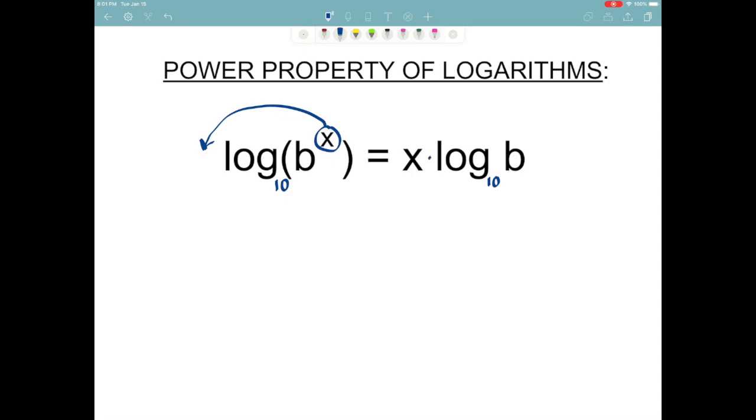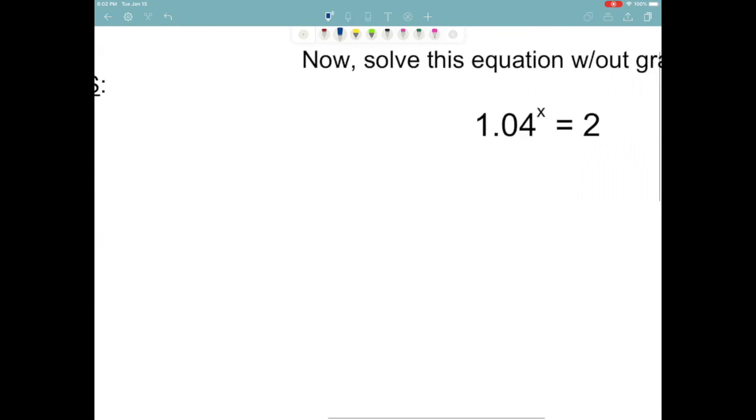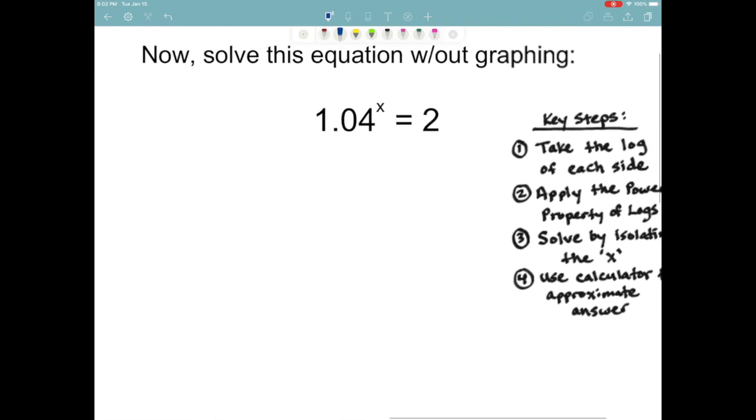If you wanted to see another example, say a different base, log base 2 of 6 to the power of x. We can take that x and move it out in front, making it x times log base 2 of 6. Let's see how this will help us as we look to solve that same equation algebraically.